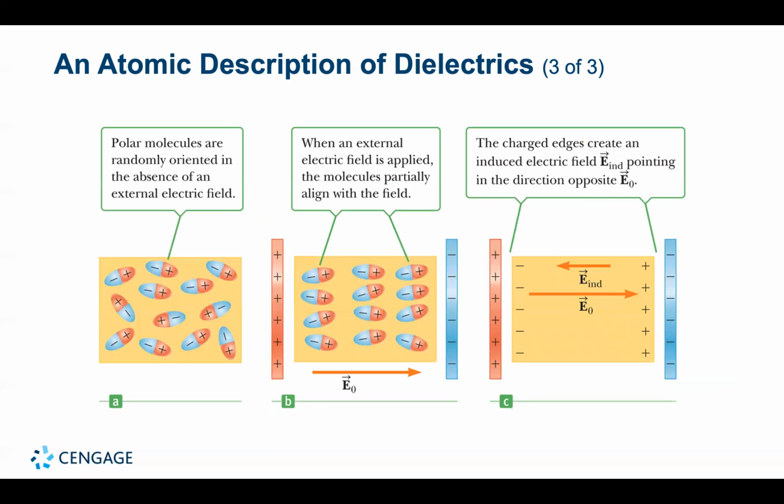Here we're showing some more details of how this would work. The polar molecules are randomly oriented in a dielectric, that's A. In B, an electric field is applied to the dielectric, and you can see how it's starting to get ordered. The charged edge of the dielectric acts as an additional pair of parallel plates, reducing the overall field between the actual plates. The interior of the dielectric is still neutral.